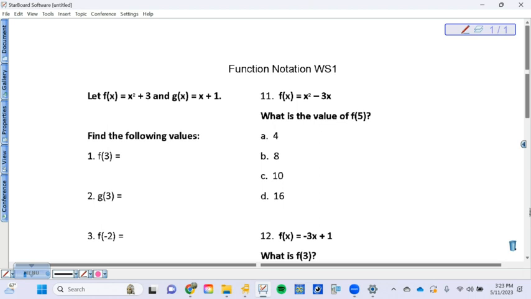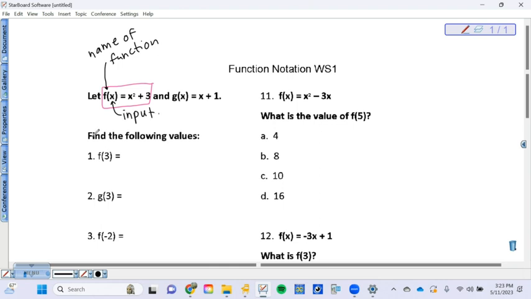Function notation. So remember, when I see something like this here, this says f of x equals x squared plus 3. That f refers to the name of the function, and the x is our input.